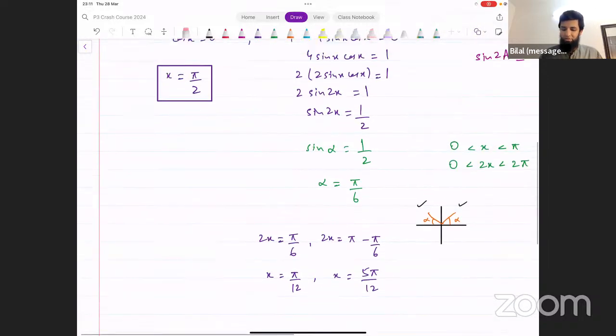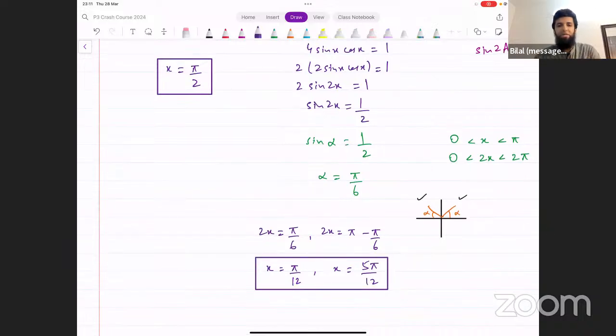These are the 3 possible values of x that we get from this. X equals pi over 12, 5 pi over 12, or pi over 2. These are the three values of x at which we have stationary points. Make sense? Any problem with this? No questions?